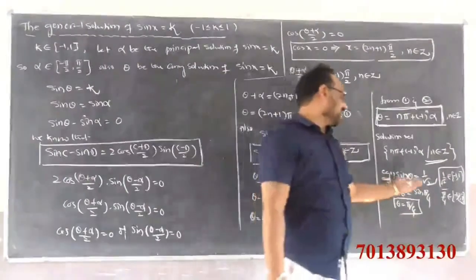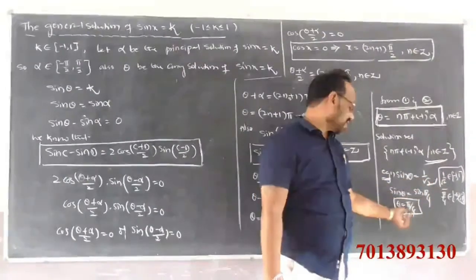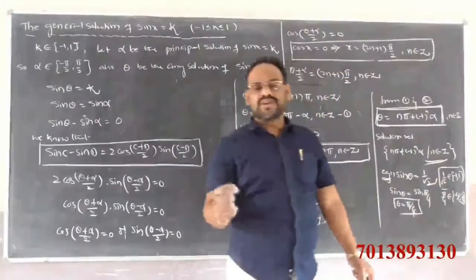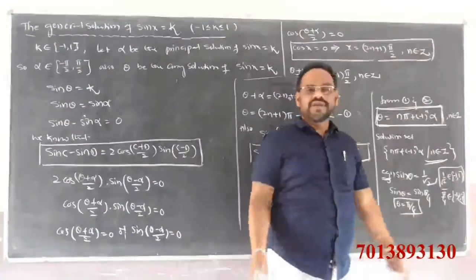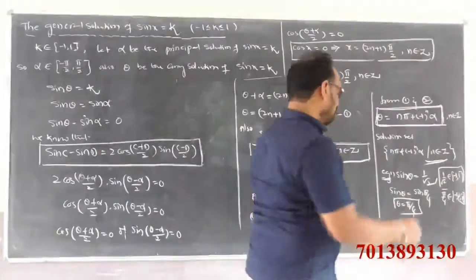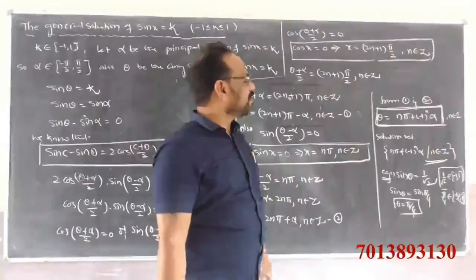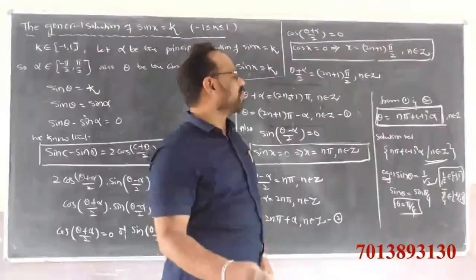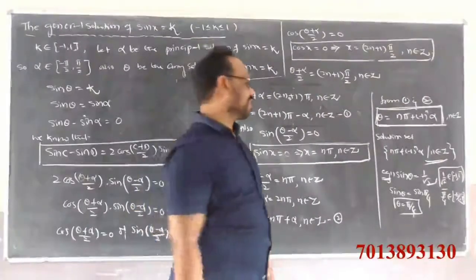So sin theta equals 1 by root 2. What is the general solution? Clearly theta equals pi by 4 is a principal solution of the given trigonometric equation. We want the general solution. General solution means we already have the formula: theta equals n pi plus minus 1 whole power n into alpha is the general solution of the given trigonometric equation.